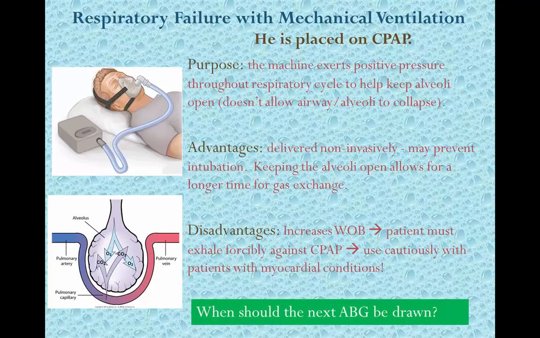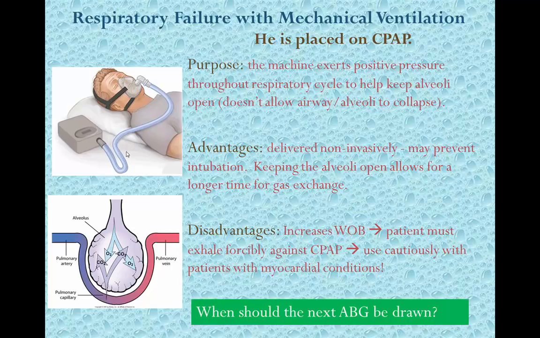So what is the purpose? Well, the machine exerts positive pressure, and it's continuous positive airway pressure throughout the respiratory cycle. And what this does is it helps the alveoli stay open. It keeps the alveoli from collapsing. So if you inhale, the alveoli will open, and then as you exhale, the alveoli can close, and we don't want the alveoli to close completely. We want the alveoli to stay somewhat open, and so we can help them by giving this positive airway pressure.